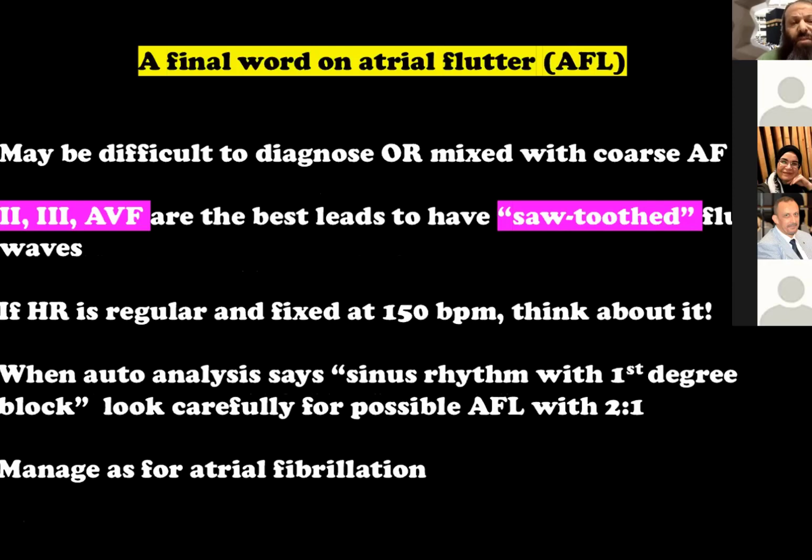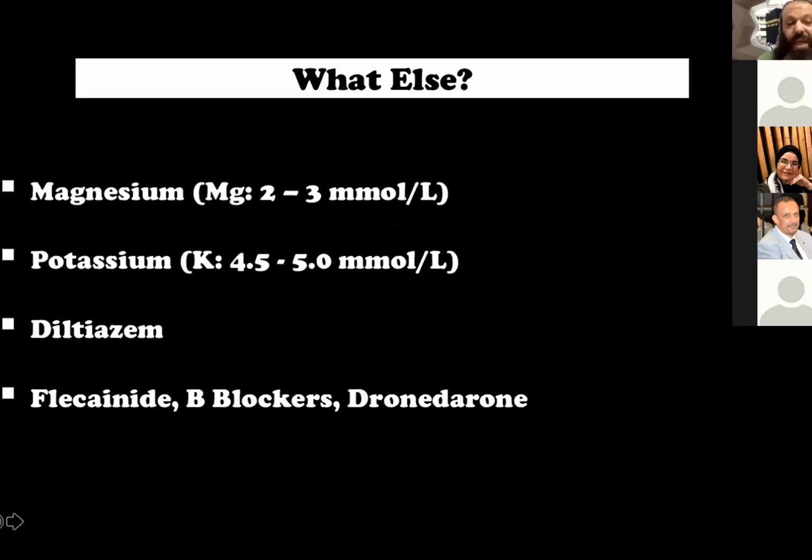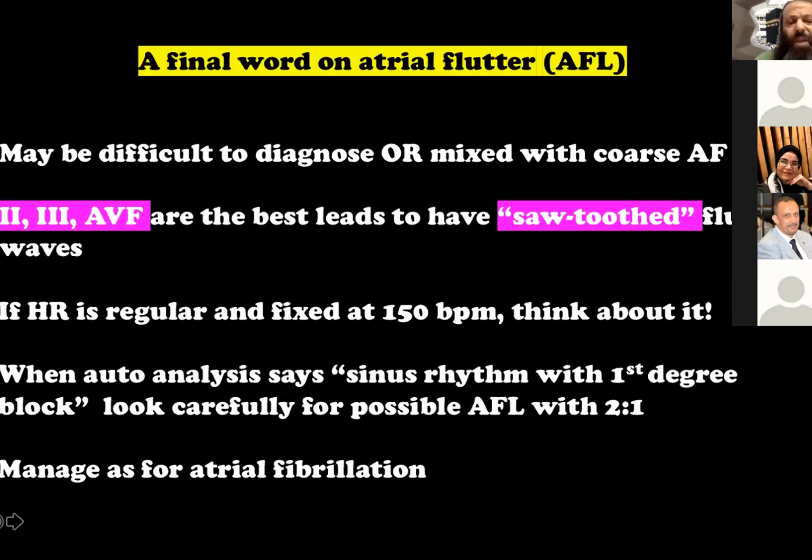What about atrial flutter? Sometimes in the ICU or in the ER, it's difficult to diagnose atrial flutter, or sometimes people mix it with coarse atrial fibrillation. So usually when you want to diagnose atrial flutter, please look at the limb leads, lead 2, lead 3, and AVF. Remember, those are the best leads to show the so-called sawtooth appearance of the flutter waves. Lead 2, 3, and AVF.